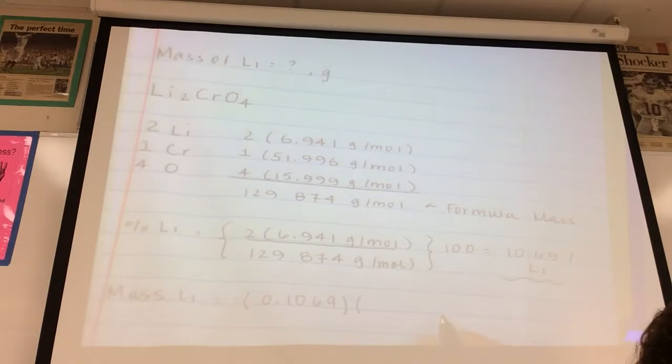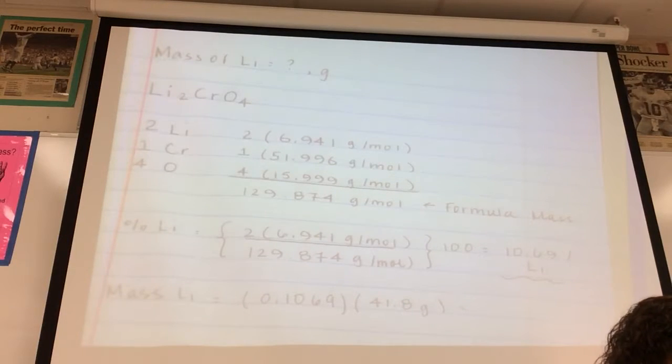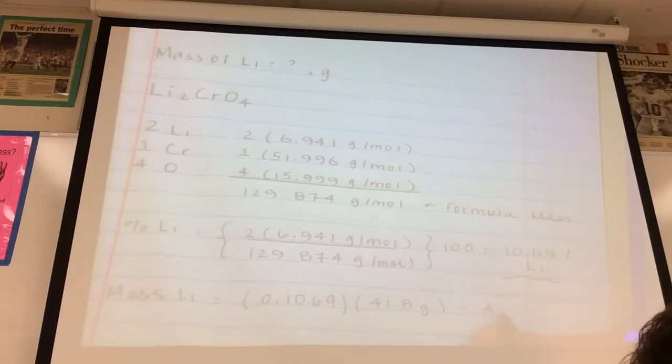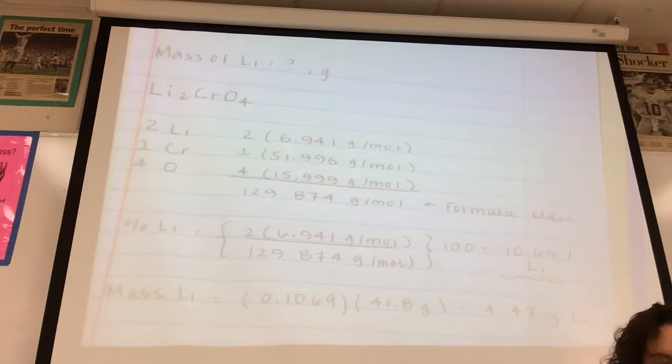And then we multiply that by the mass of the sample, which is given. So we have 0.1069 times 41.8, and that is 4.47 grams in 3 sig figs, because the mass of the sample was given in 3 sig figs, in the unit of grams. So the only new part is right here, and here is your answer.